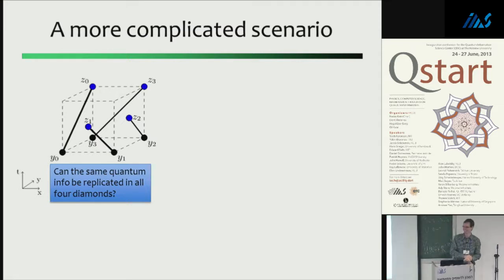It doesn't matter. OK. So here's a more complicated scenario. We actually have four causal diamonds. And the way that you should see this diagram, each one of those causal diamonds is sitting on a face of this cube in space-time. And the question is, again, can the same quantum information be replicated in each and every one of these causal diamonds?